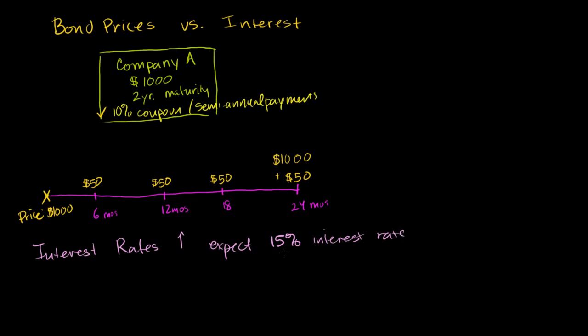Obviously, for something less risky, you would expect less interest. But for a company just like Company A, you would now expect a 15% interest rate. So interest rates have gone up.